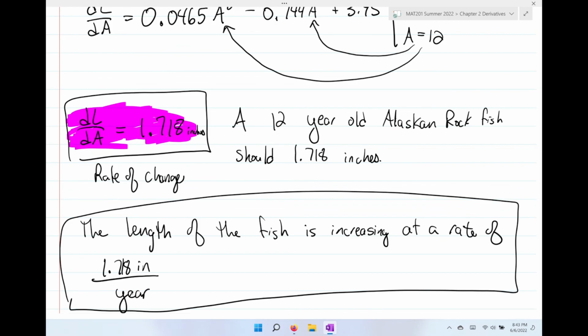Now, we know as the fish get older, they tend to lose weight, and then unfortunately they die. So this is just a model. It's not perfect, but it gives us an understanding of what's happening.